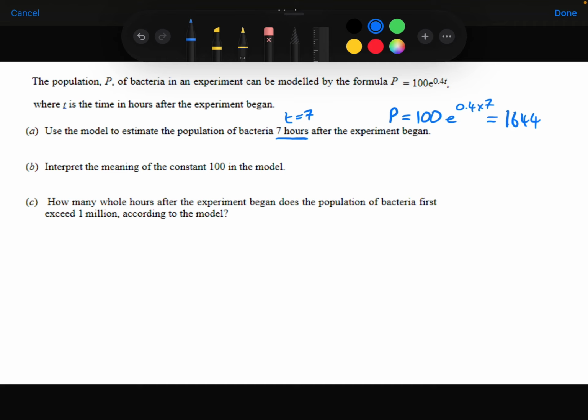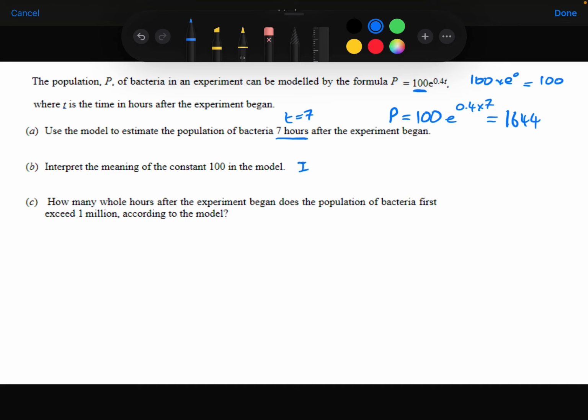Part B, interpret the meaning of the constant 100. Well, this is the initial number of bacteria. This would be the value of the number of bacteria when t is 0. Because I'd have 100 times e to the power of 0.4 times 0. The 0.4 times 0 would be 0. E to the power of 0 is 1. So the population is equal to 100.